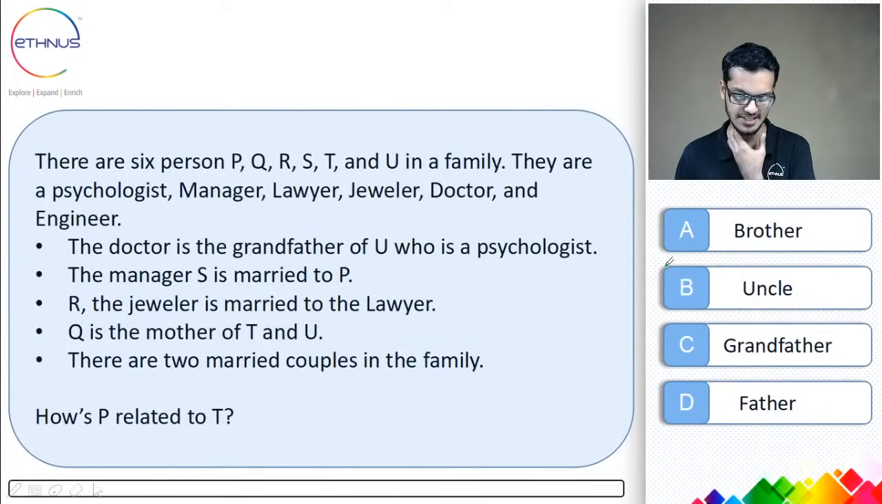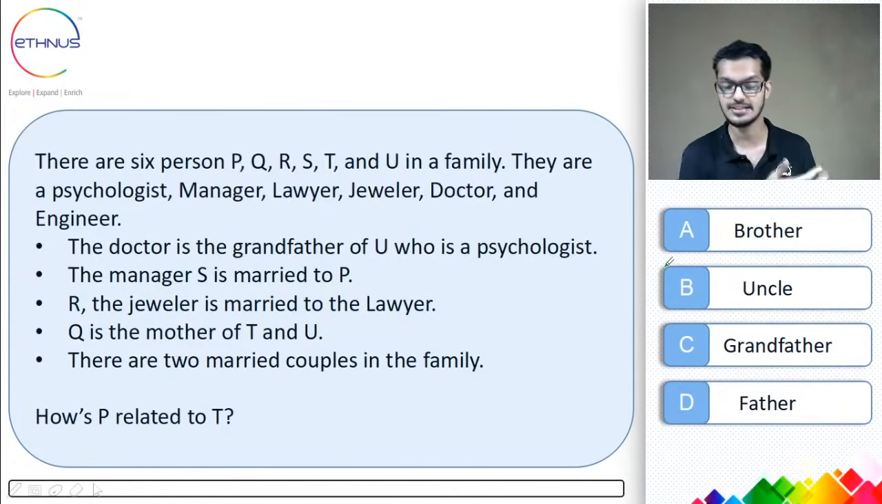Okay, so here's the next question. For this question, let me give you 2 minutes to solve the problem. First, let me read out the question, and it's also one of the important ones. There are 6 persons, P, Q, R, S, T and U in a family. They are a psychologist, manager, lawyer, jeweler, doctor and engineer. Then they have given certain conditions.